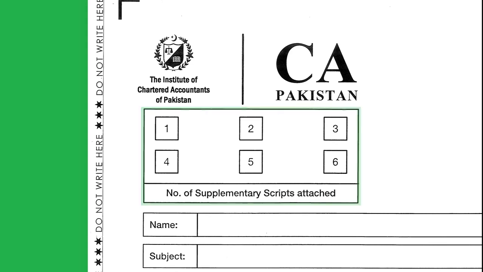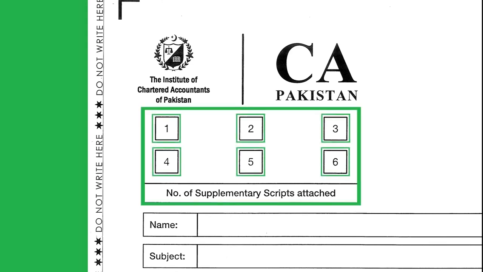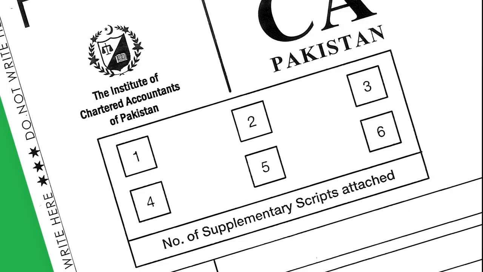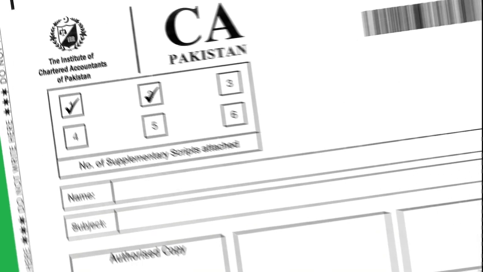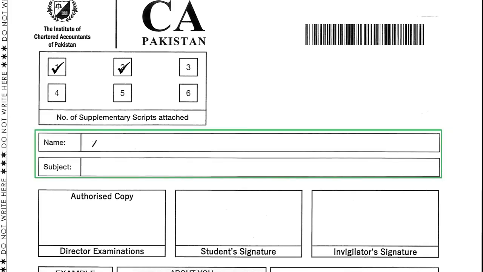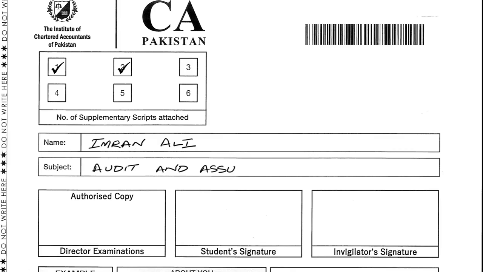Just below the ICAP's logo, there is a box with 6 sub-boxes. Here, you will tick the relevant sub-box whenever you take any supplementary script. For example, on taking the first supplementary script, you should tick sub-box 1. On taking the second supplementary script, you should tick sub-box 2, and so on. Below the box to record the supplementary script, you will find boxes to write your name and the subject. You should write your name and the subject in block letters in neat and clean handwriting.